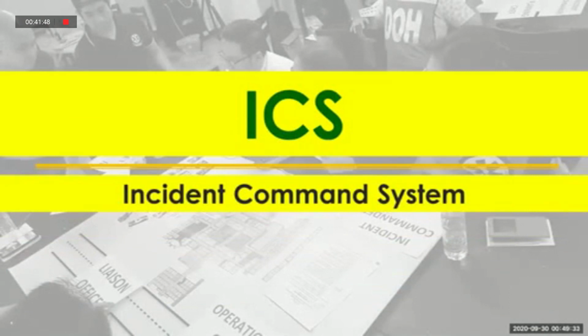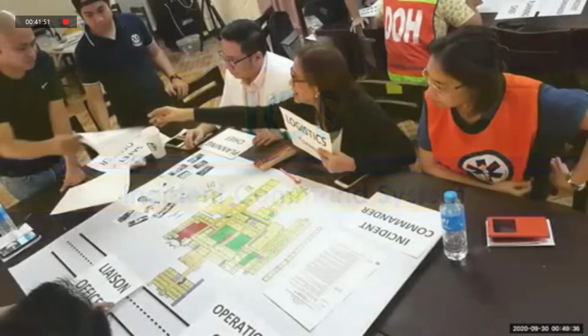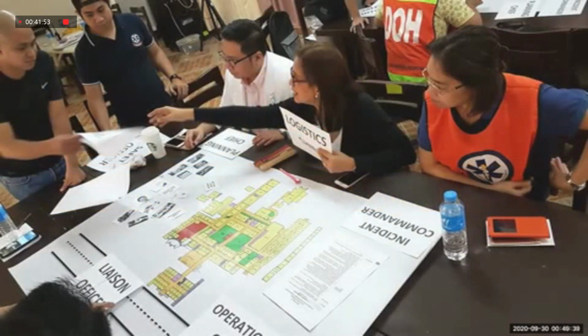Okay, so we now go to your incident command system. These are actually senior family medicine residents. We do tabletop exercises in terms of what to do in case of, let's say, an earthquake, and how we are going to identify your staff and apply the different actions for the staff involved in your incident command system.